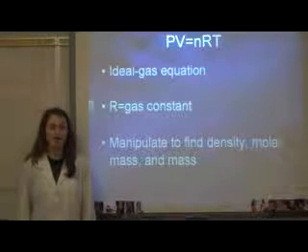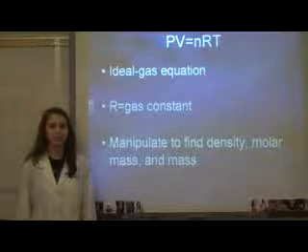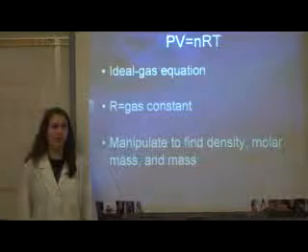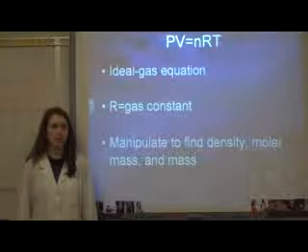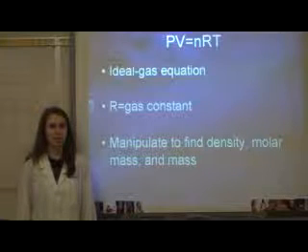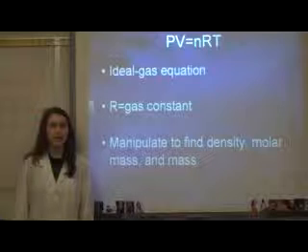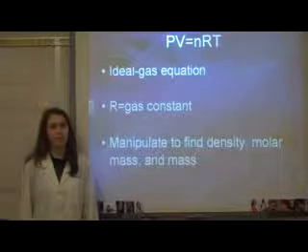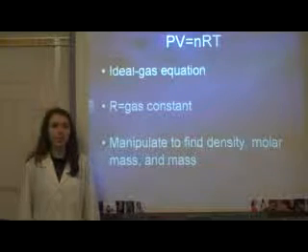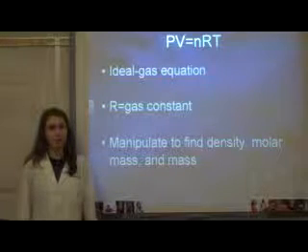When we combine all these gas laws, we find ourselves with the ideal gas equation, PV equals nRT, also known as Pivnert. P stands for pressure, V for volume, n for number of moles, R is a gas constant, and T for temperature in kelvins. We can use this equation to solve for any of the variables, or we can manipulate it to find density, molar mass, or the mass of the gas.